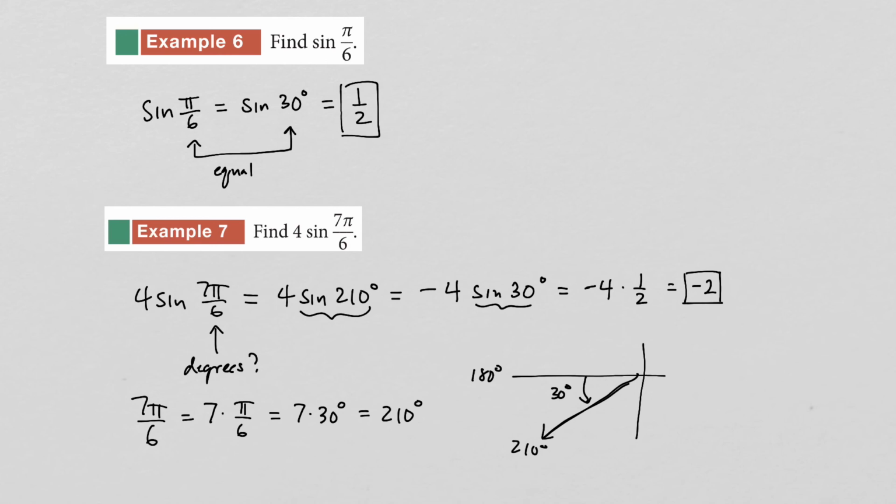So for right now, the way we calculate trig functions of angles in radians is we simply convert them to degrees and use previous methods.